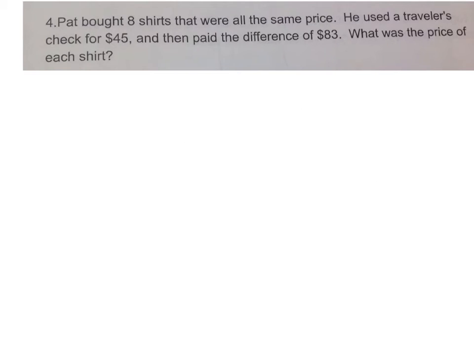On this one, it says, what was the price of each shirt? Well, we're looking for the price of each shirt, so let x equal the price of each shirt. So now, when I look at this, it says Pat bought 8 shirts that were all the same price. He used a traveler's check for $45 and then paid the difference of $83. So he paid a total of $83 there. And a traveler's check would almost be maybe like a gift certificate. So you're going to be subtracting that price.